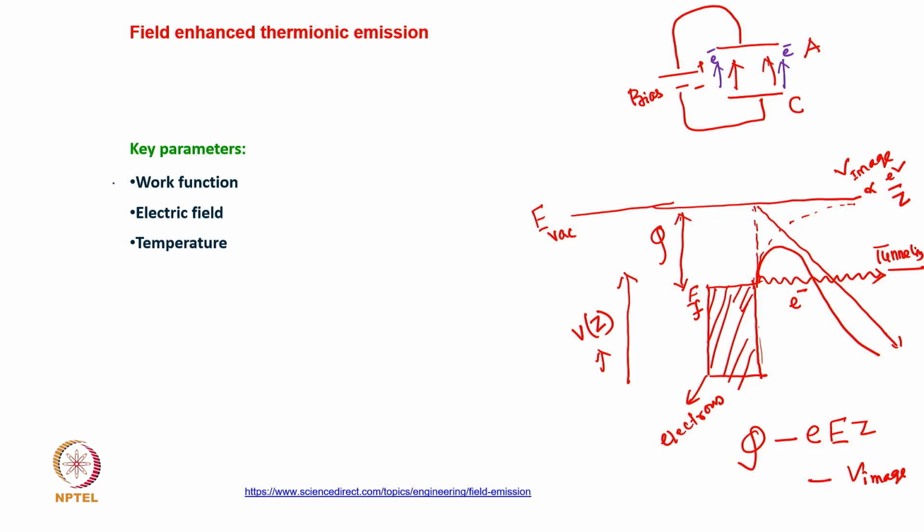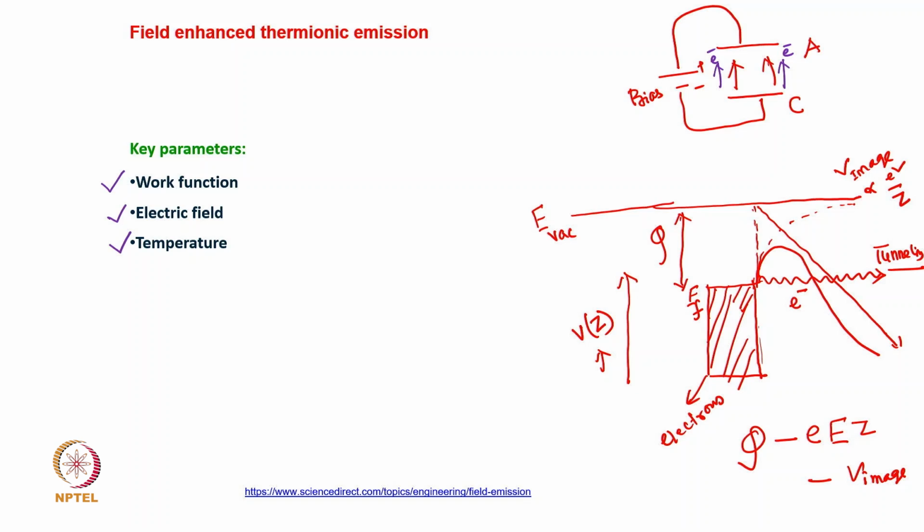So, what are the key parameters? One is the work function. So, we have seen how work function is modified when you make a field assisted process, and there are two important parameters now you play with. One is electric field and temperature. Temperature was always there because it was thermionic emission process.